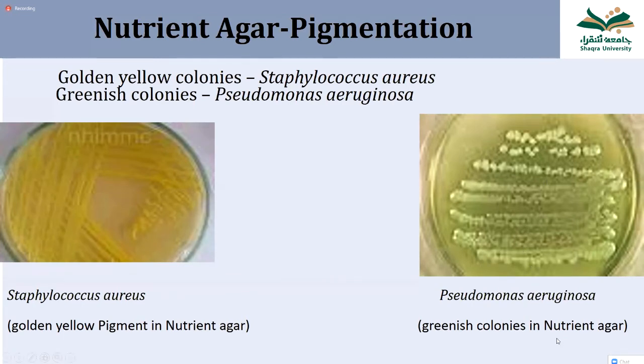So some bacteria form color. For example, Pseudomonas aeruginosa produces green colonies. You can see the green pigment in the medium and at the end of the colony. This green color is due to the pigment produced by Pseudomonas aeruginosa. Very important. Similarly, this yellow color is specifically produced by Staphylococcus aureus, the golden yellow pigment. Some Staphylococcus aureus produce golden yellow pigment on nutrient agar colonies.